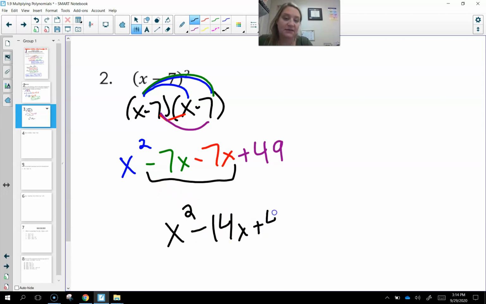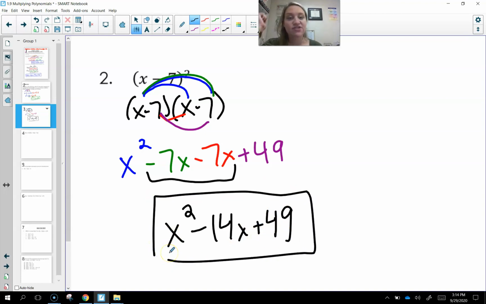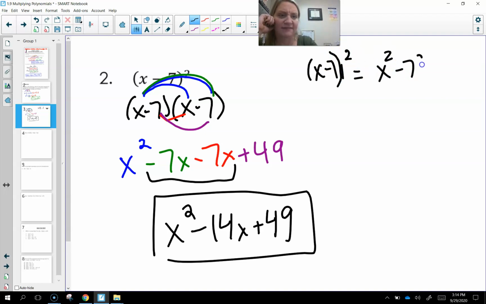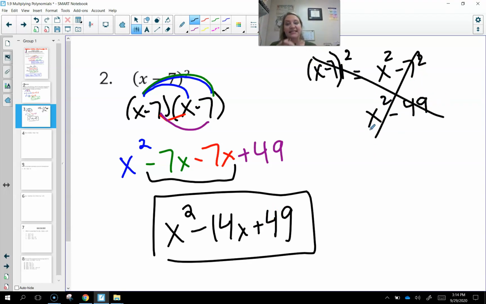Okay, if you tried to just distribute the squared, if you took x minus 7 like this, and tried to just say, oh, well, that's just x squared and then negative 7 squared, well, then you only get x squared minus 49, and notice that's not the same thing. So you cannot do that. That is not right. You have to expand it and multiply it by itself.